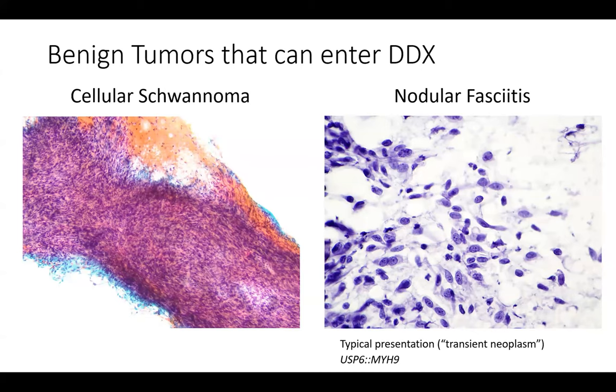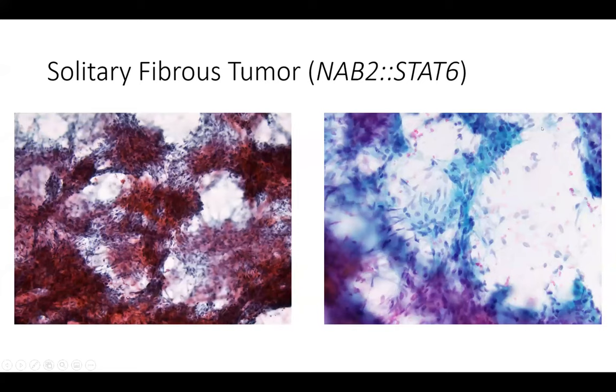These will have a typical presentation where they grow quickly over the course of several months, and they actually will regress over the course of several months spontaneously. So these are considered to be a, quote, transient neoplasm, as these are characterized by USP6-MYH9 fusions. And you'll see here that these will yield busy, loosely cohesive, distinctly dispersed aspirate smears of spindled myofibroblastic cells. And in some cases, SMA staining will help guide the diagnosis in the setting of the typical presentation. But occasionally, you may need to seek molecular testing to identify USP6 fusions.